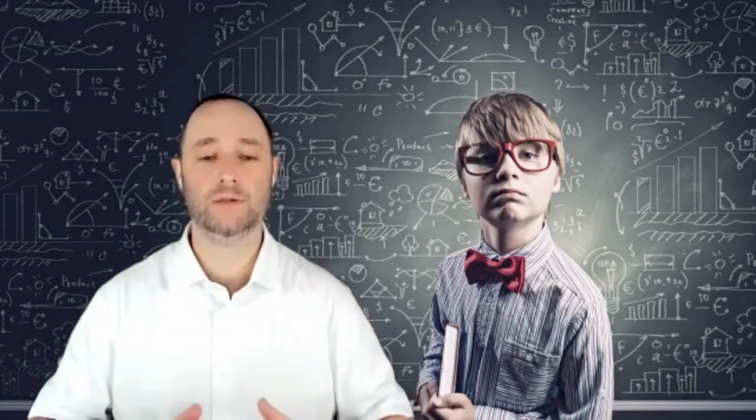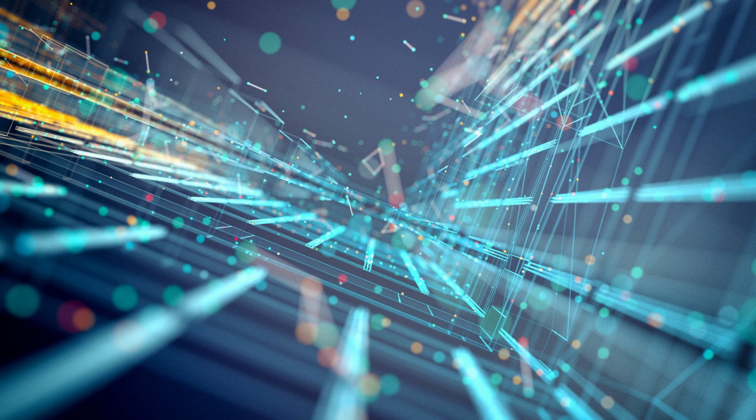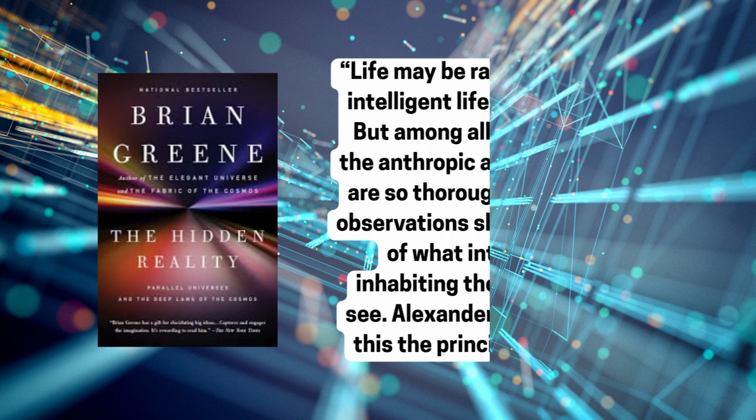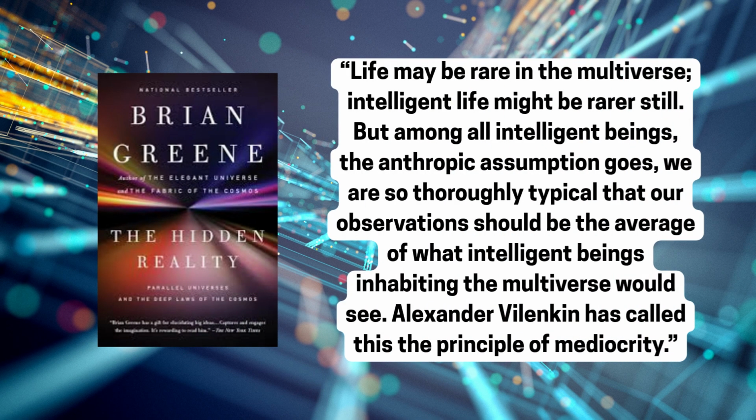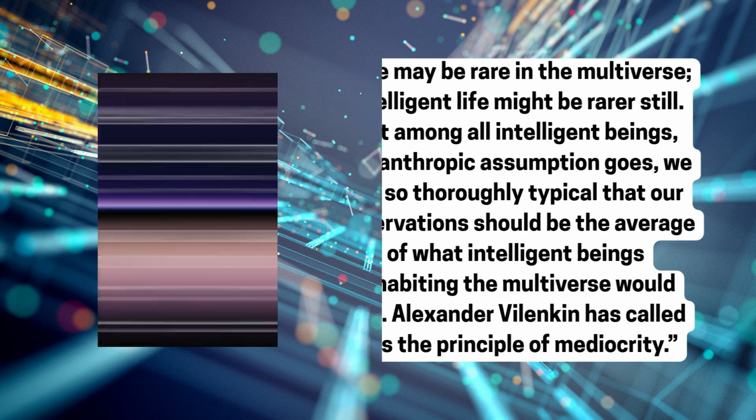When they present the multiverse to popular audiences, they sometimes leave it out, but in their more rigorous discussions, they clearly acknowledge the point. In the words of Brian Greene in his book, The Hidden Reality, life may be rare in the multiverse. Intelligent life might be rarer still. But among all intelligent beings, the anthropic assumption goes, we are so thoroughly typical that our observations should be the average of what intelligent beings inhabiting the multiverse would see. Alexander Vilenkin has called this the principle of mediocrity.